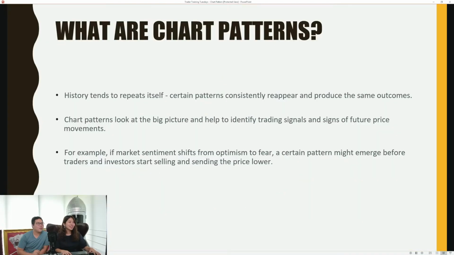Okay. What are chart patterns? History tends to repeat itself. Certain patterns consistently reappear and produce the same outcomes. Alright, sounds about right. Chart patterns look at the big picture, help to identify trading signals and signs of future price movements. If market sentiment shifts from optimism to fear, a certain pattern might emerge before traders and investors start selling and sending the price lower. Okay, that all sounds pretty common sense to me actually.